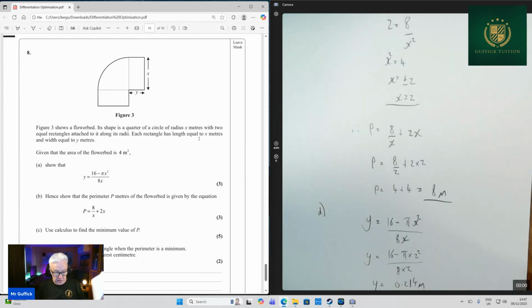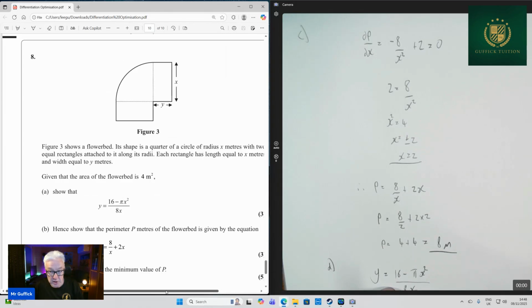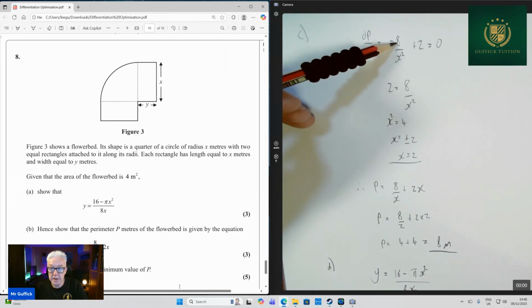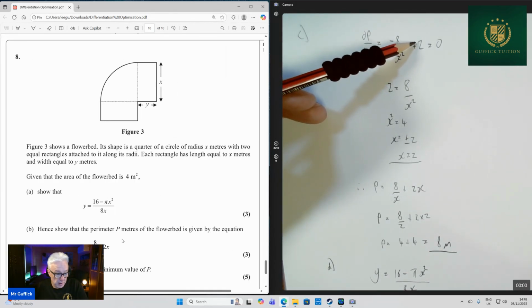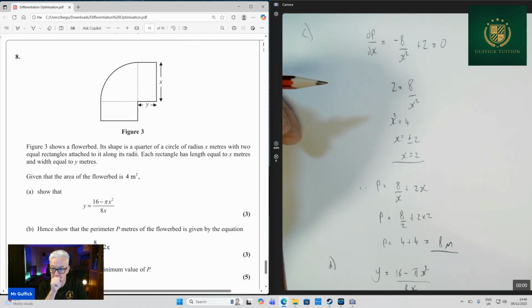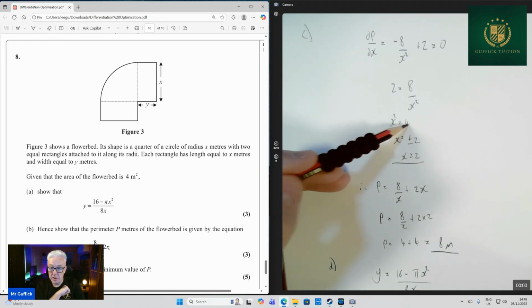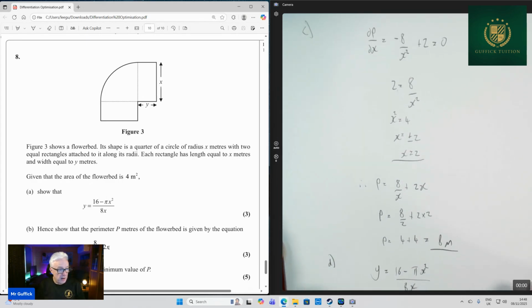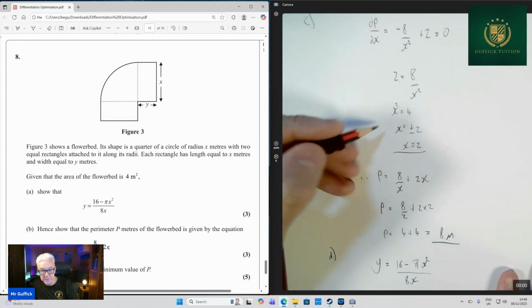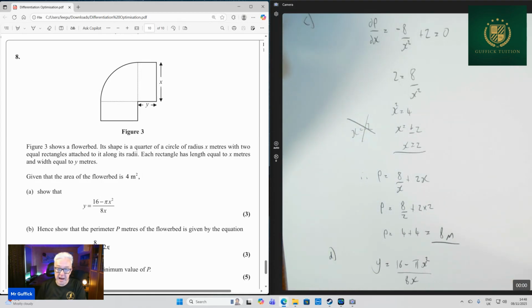Part C, use calculus to find the minimum value of P. So again, we're going to differentiate it and we're going to set it equal to 0. So I found dP by dx, differentiate it, is going to equal minus 8 over x squared add 2, because it was 8 over x plus 2x. Set it equal to 0 and solve it for x. So I've added the 8 over x squared over to this side, times by x squared, divided by 2 and square rooted. Now, the reason that I've got rid of the minus is because it makes no sense to have x is equal to minus 2 in the context of this question, because x is a length.